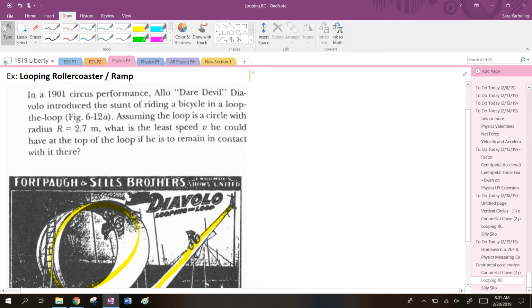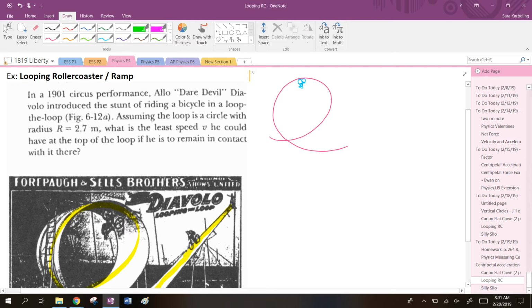Okay, what is again the least speed he could have at the top of the loop if he's to remain in contact? So it's a similar question to the one about going around in the circle in the car, just a different application. So if we think about the very top of the loop, okay, if we think about that, so here he is on his bicycle.